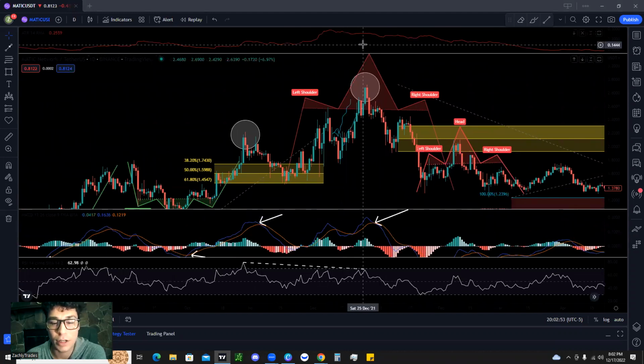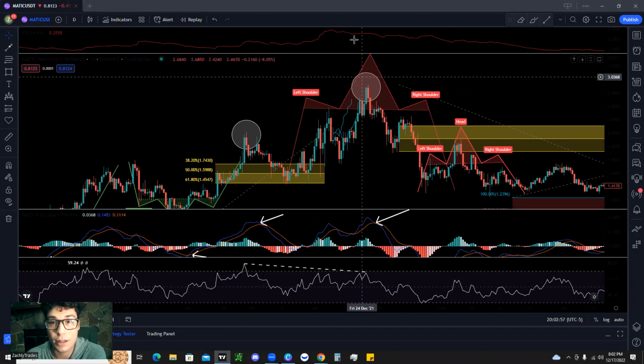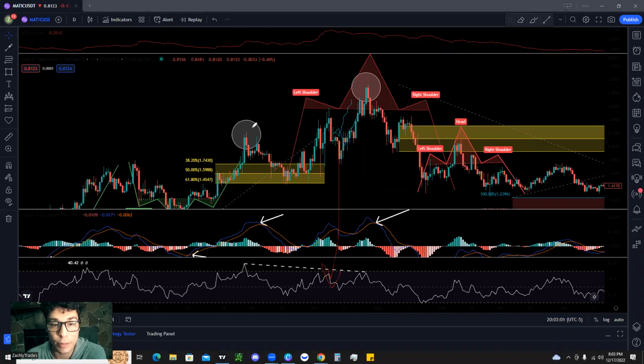The next thing we're going to cover is actually going to be some divergence, right? So we're going to pay attention to the relative strength index real quick down here on the bottom. And I want to highlight basically these two circles, okay? So you see we have a high here, and we have a higher high over here. Well, here we have a high, and then we have a lower high. So the relative strength is actually going down, right?